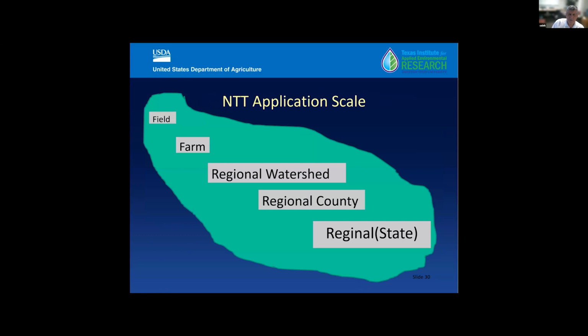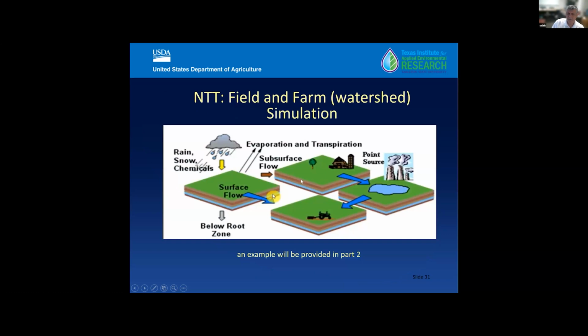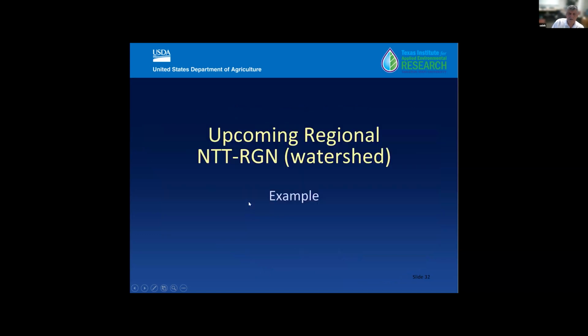Scale for use. You can use field, farm, which is a combination of fields, regional watershed, watershed scale, and the county level and the state, which we are using these two right now for our purposes. And once they come to play, we will provide this information free of charge to people. The watershed scale is that the routing happens from one field to another until it comes to the outlet of the watershed.